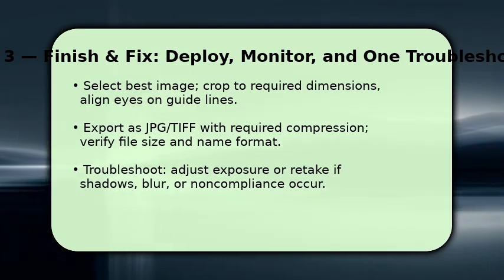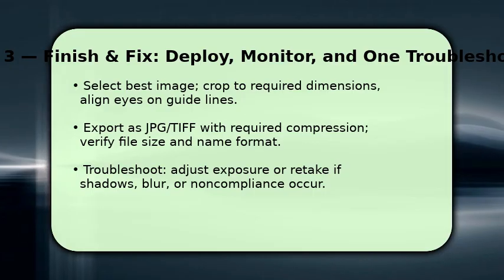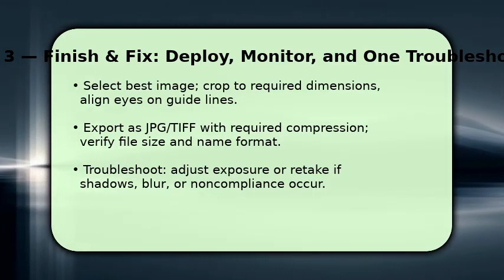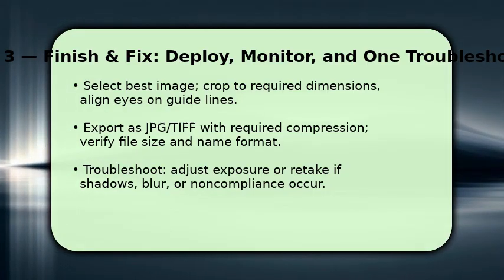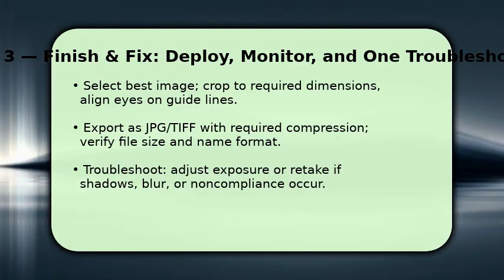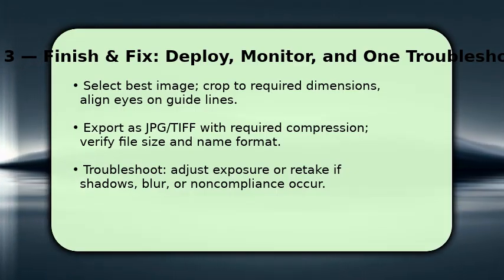If the photo shows shadows, motion blur, or fails background or color rules, stop and retake the shot after fixing lighting or asking the subject to remain still. Remember, one quick retake now prevents rejection later, so correct problems before submission.